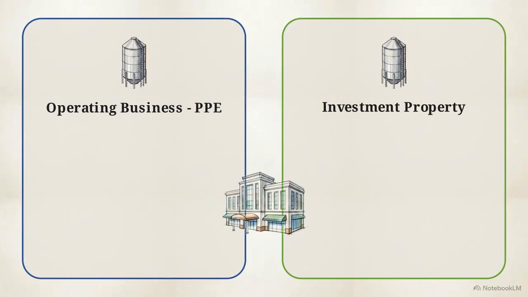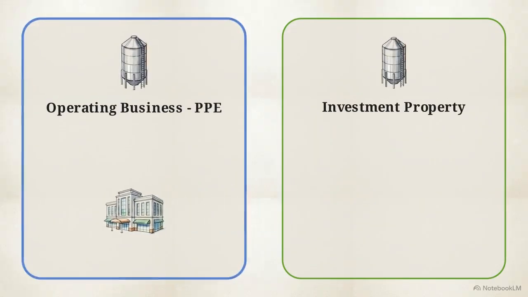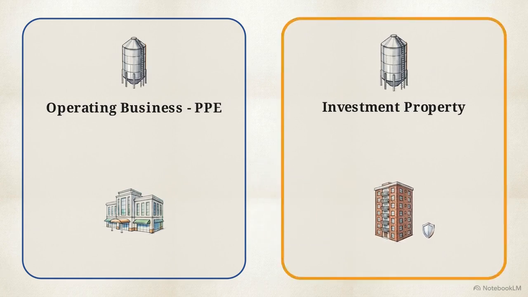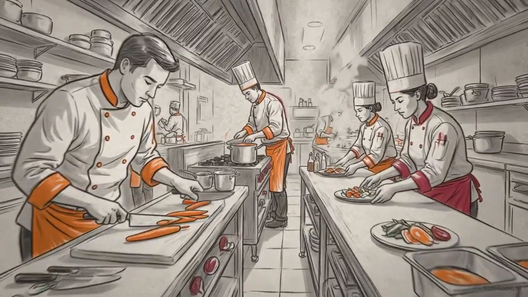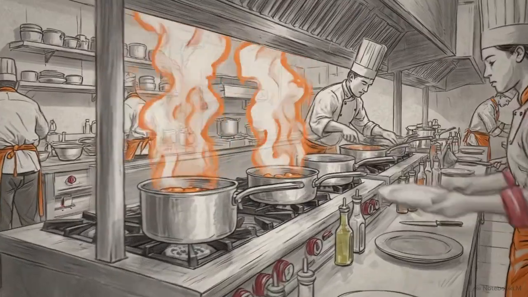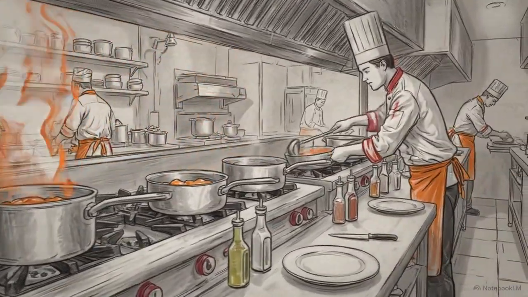The hotel's extensive service model makes it an operating business, classified as property, plant, and equipment. Conversely, the apartment block security service is considered an insignificant addition to the lease, allowing the property to remain an investment property. When an owner provides significant operational services, the asset is no longer viewed as a present investment, but as an active business operation.